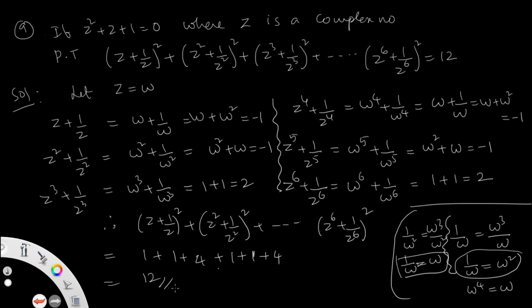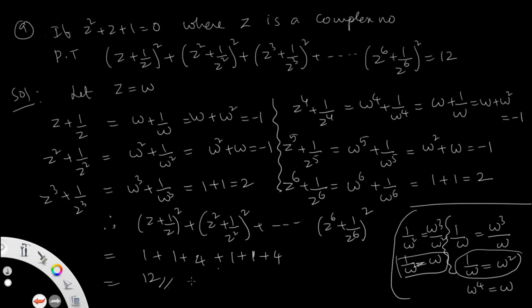That's all. Find out the basic rules. 1 by omega square is nothing but omega. 1 by omega is nothing but omega square. Omega power 4 is nothing but omega. And omega plus omega square is nothing but minus 1. Why? Because 1 plus omega square equals 0. That's why we substituted all those in the simplification. Then you get the answer 12. These are the basic rules we have to learn.